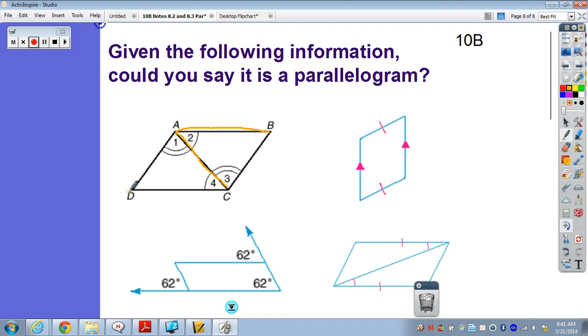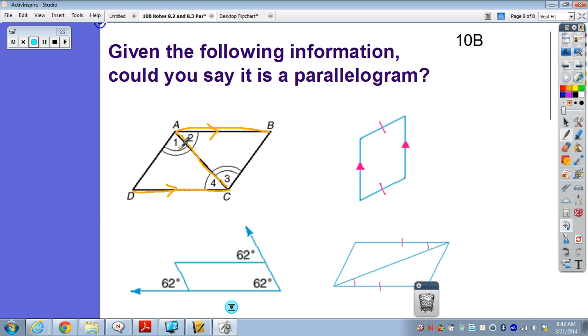And we know that if alternate interior angles are congruent, then opposite sides are parallel. So angle 2 and 4, angle 2 is made by AB, and angle 4 is made by DC. So they are parallel. I trace them to figure out which sides are parallel.